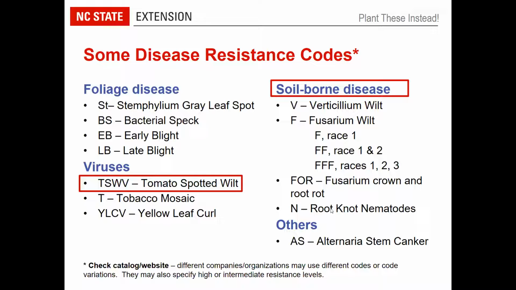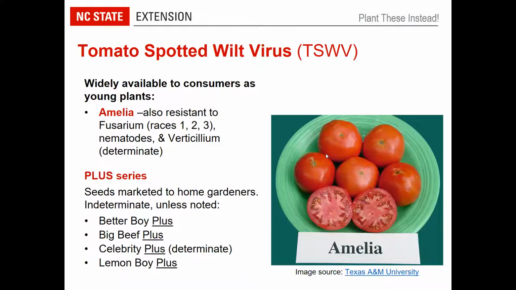Then the root knot nematode is another one that's fairly common in home gardens. So we're going to look at some of these, starting with tomato spotted wilt virus.